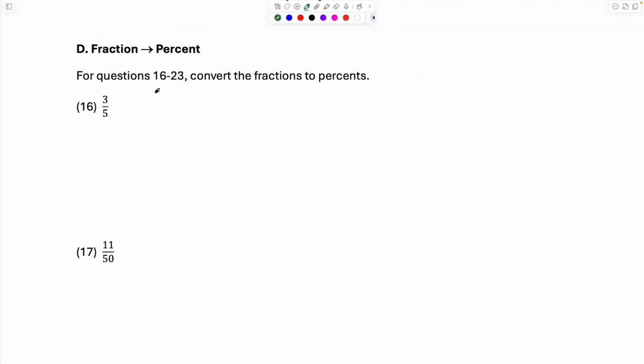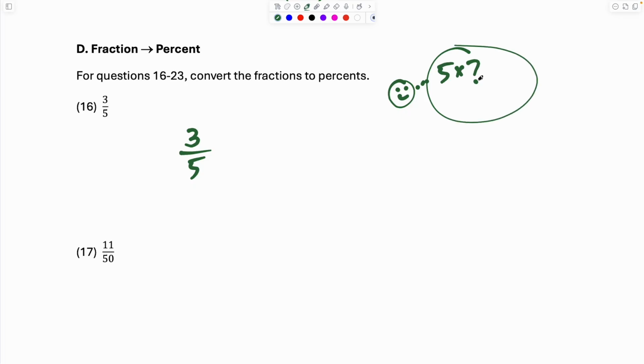For the next set of questions, 16 to 23, we're going to convert the fractions to percents. So question 16, we have 3/5, so 3 over 5. Now the first technique I want to look at here is making the denominator into a denominator of 100. So if I want to turn 5 into 100 by multiplication, I just have to think about 5 times which number is equal to 100. And the way of getting that is we could also just say in our heads, what is 100 divided by 5? And that's equal to 20.